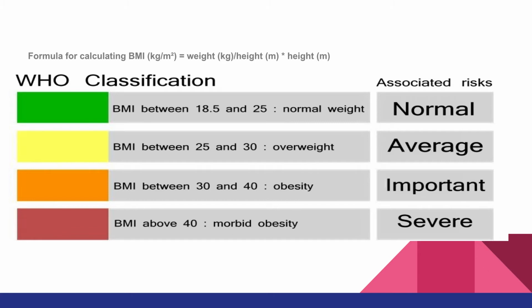So, if your BMI is between 18.5 to 25, then you have a normal weight. If it's between 25 to 30, then you are overweight. A BMI between 30 to 40, you are considered obese. And if you are above 40, that means it's morbid obesity. It also shows the associated risk: normal, average, important, and then severe risk according to that formula.